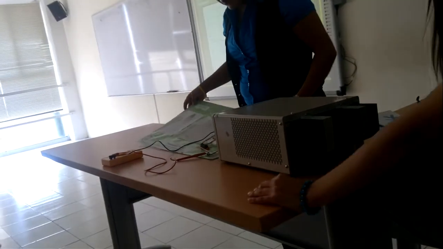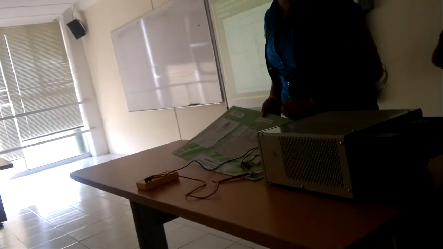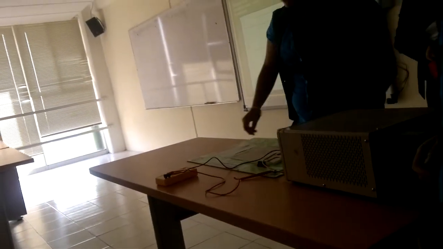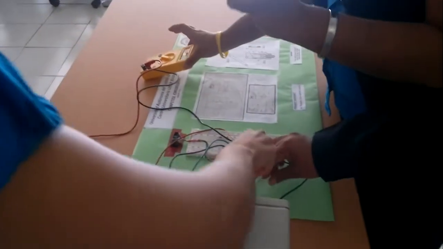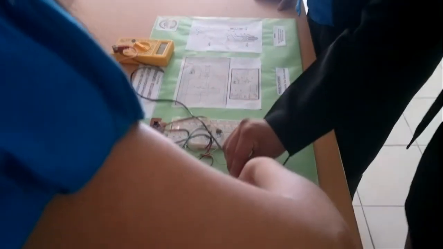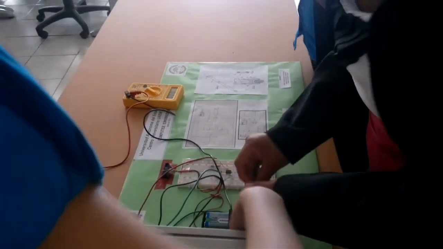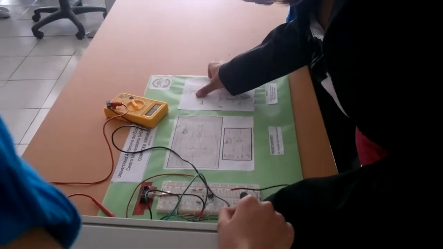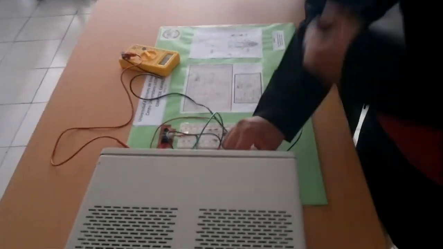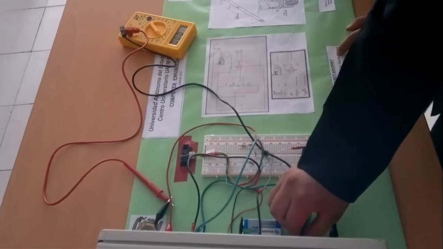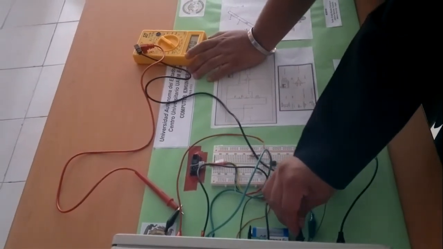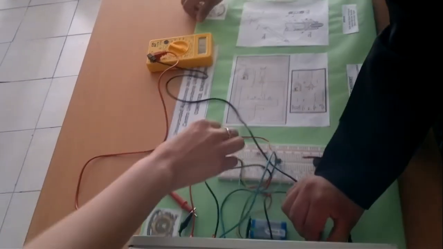This is the prototype of the walking stick. If there is an object, it sends a sound. If there is an object or a person, it sends a sound. Where is the sensor? Yes.